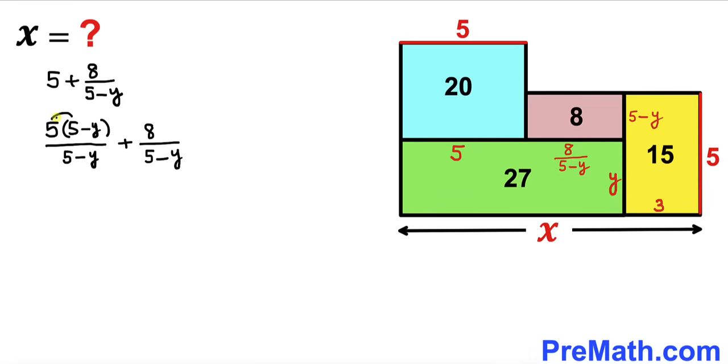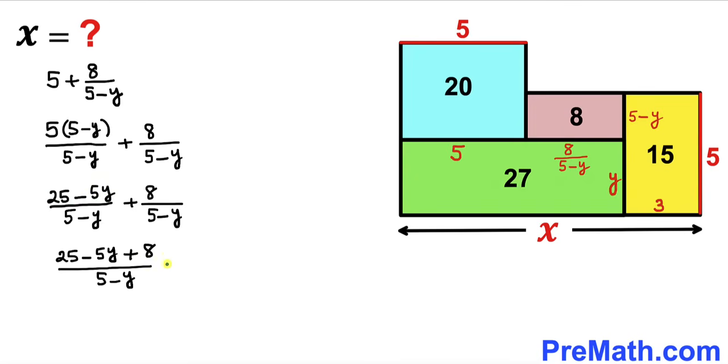Let's go ahead and distribute 5. As you can see in this next step, the numerator becomes 25 minus 5y. And in this next step, I have put 5 minus y as the common denominator. Let's simplify. The numerator is going to become 33 minus 5y, divided by 5 minus y. So if we add these two quantities, it adds up to 33 minus 5y divided by 5 minus y.